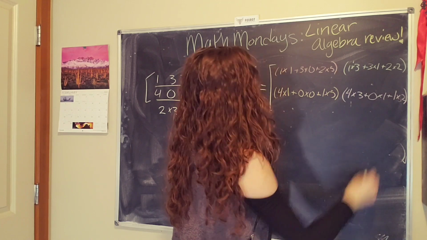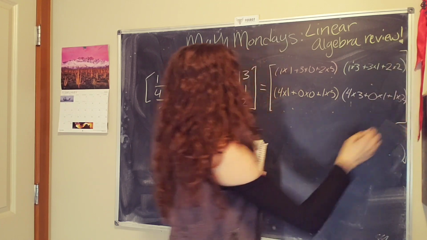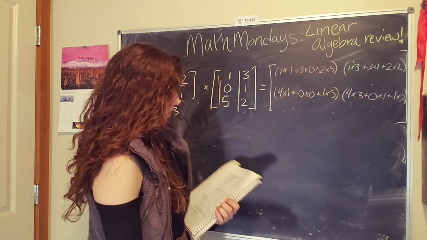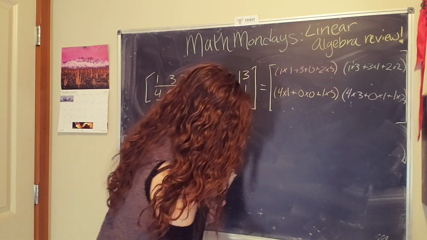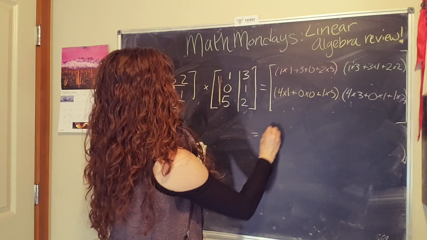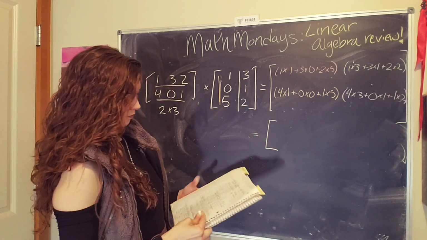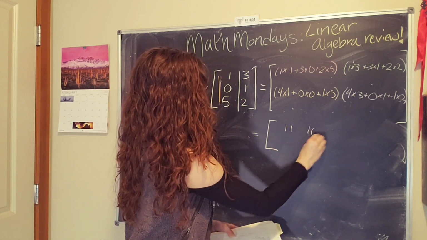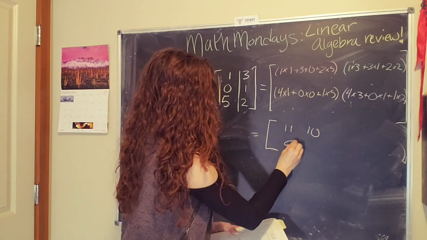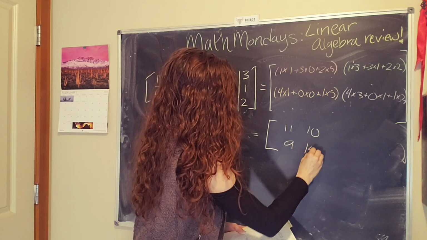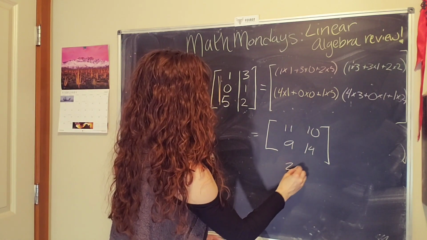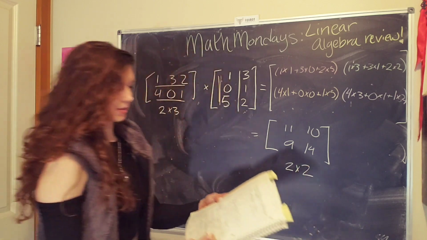And that's it. And I was very close to running out of space. Okay, so again, just some algebra to work this out. And we get a matrix that is 11, 10, 9, and 14. So our resulting matrix is a 2 by 2 matrix.